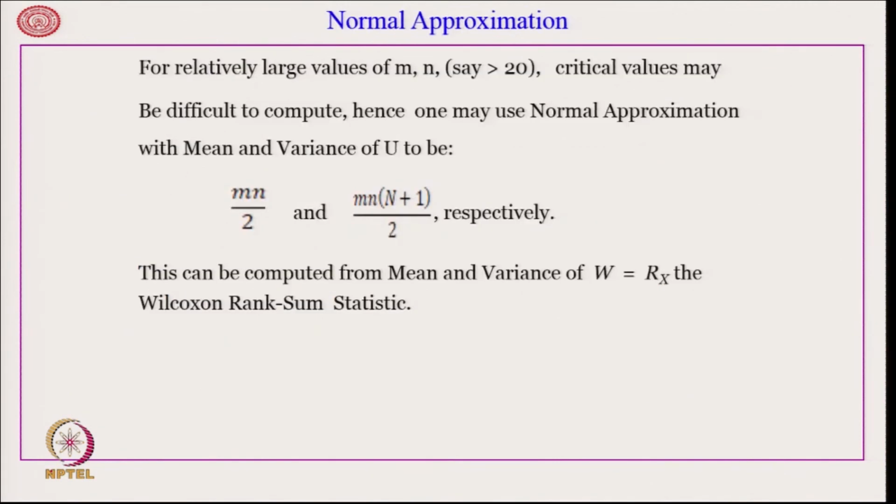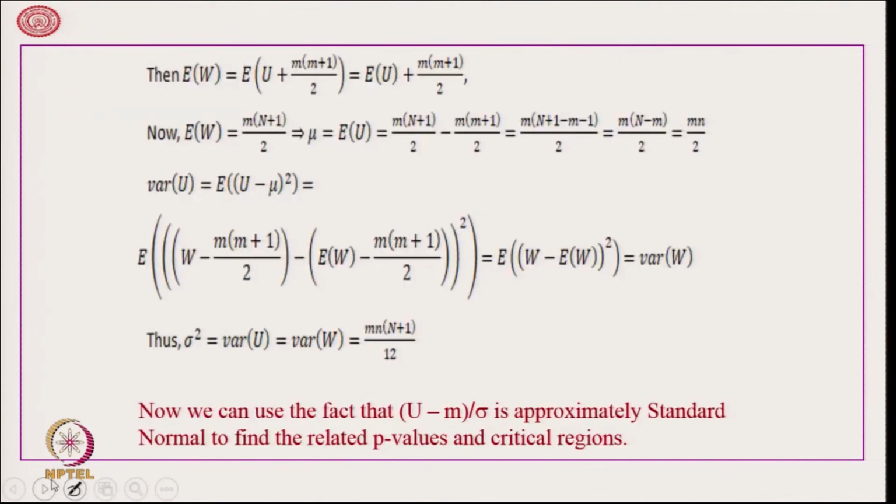For relatively large values of m and n, critical values may be difficult to compute. Hence, one may use a normal approximation with mean and variance equal to mn by 2 and mn(N plus 1) by 12 respectively. This can be computed from the mean and variance of W equal to Rx, which is the Wilcoxon rank sum statistic. How do we compute? Expected value of W is equal to expected value of U plus m(m plus 1) by 2.